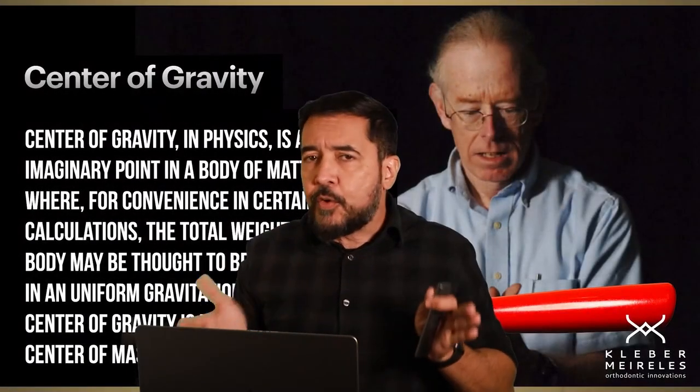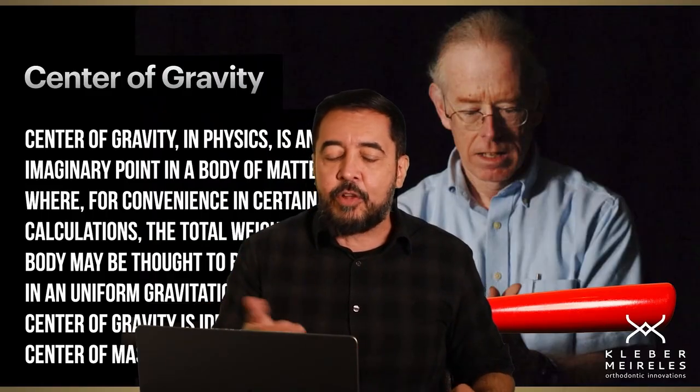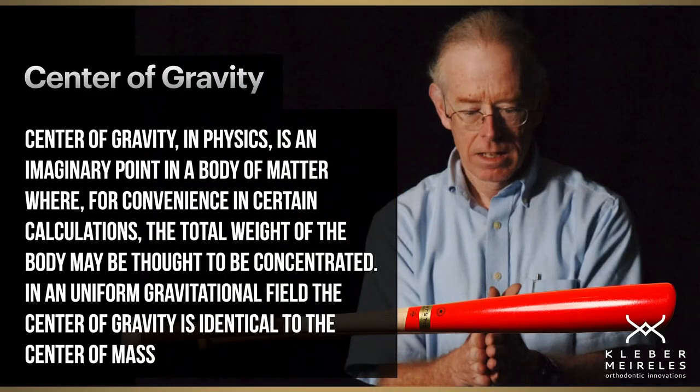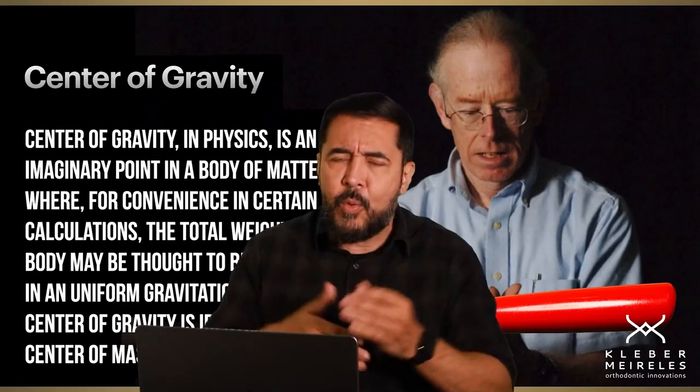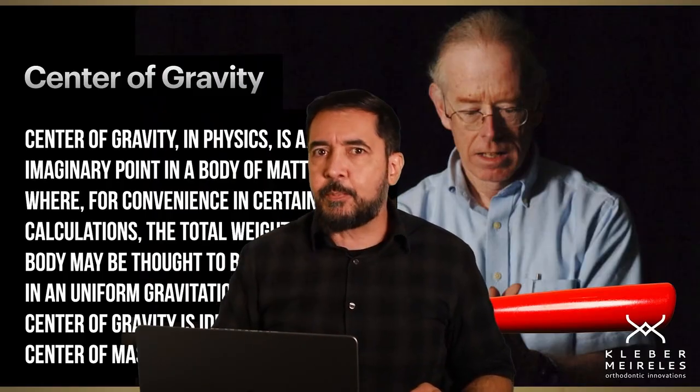Okay, so the center of gravity, before talking about the center of resistance itself, is in physics an imaginary point in a body of matter where, for convenience, in certain calculations, the total weight of the body may be thought to be concentrated, meaning all forces are cancelled in that body. This is the point in which if I apply a force going through it, that body goes through a translatory movement. I know I'm jumping a little bit ahead in this concept, but I know you know that. And we will explain in a few slides.